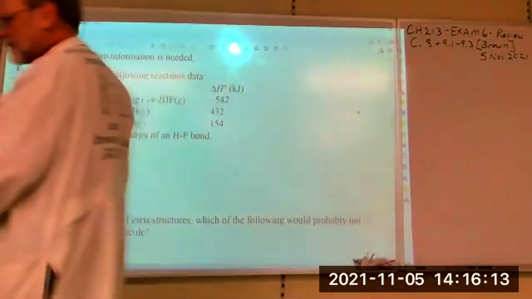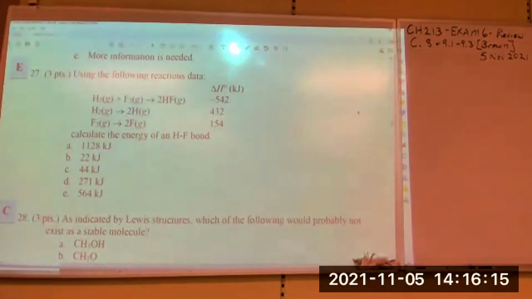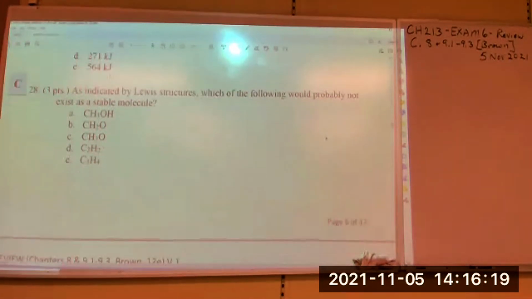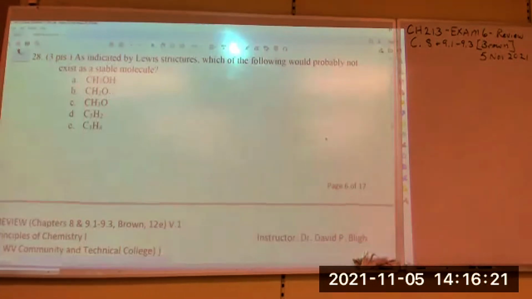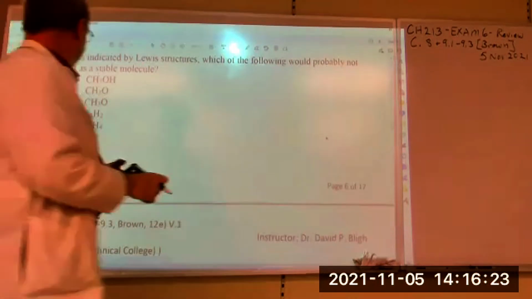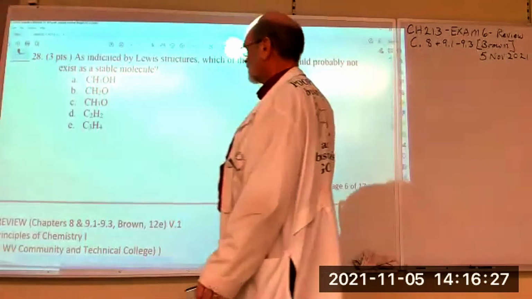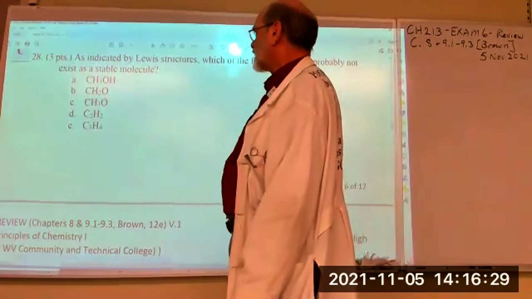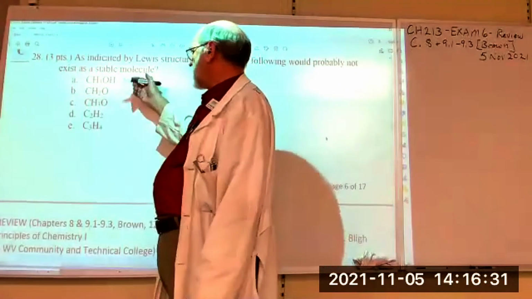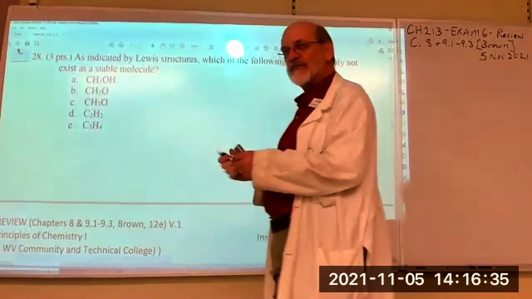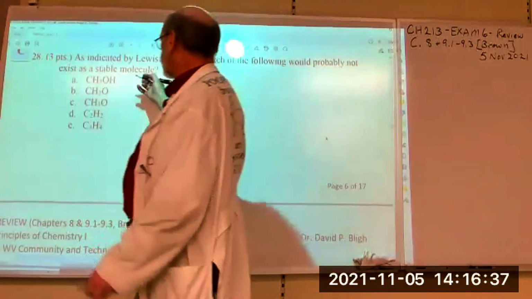Okay. Let's see, we need to stop at 28. As indicated by Lewis structures, which of the following would probably not exist as a stable molecule? Well, we can shorten the process. We know methanol is stable, right? CH3OH is methanol, so that's good.